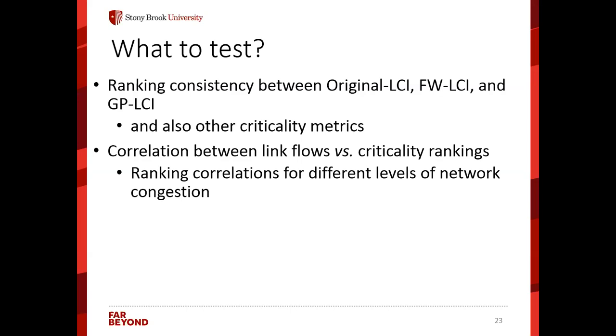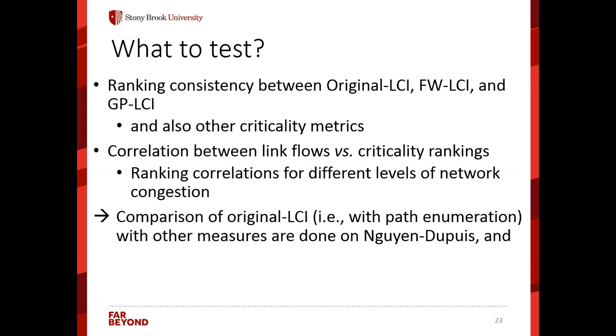So one of the things we also noticed within those tests is ranking correlations for different levels of network congestion. Basic network congestion affects how these metrics agree or disagree, or give the same level of rankings. It's actually discussed in the literature as well. Network congestion level is important when we're looking at link criticality.